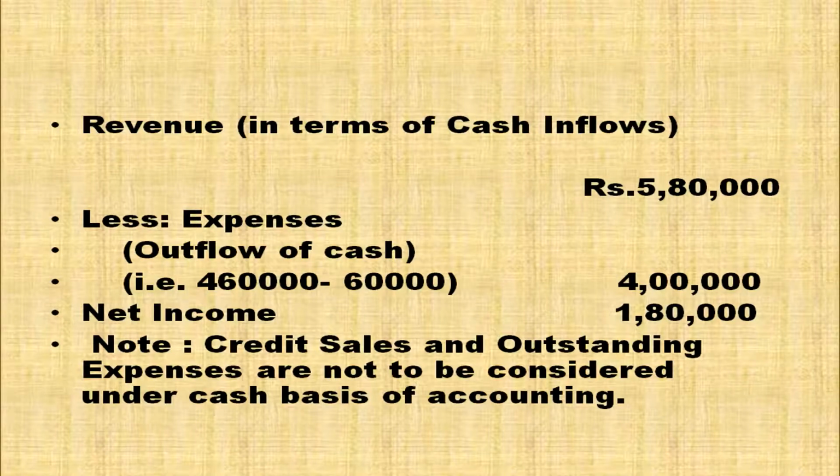Revenue 5,80,000. That is because of the sales 5,80,000 is coming inside the business. Expenses 4 lakh. Net income is revenue minus expense. 5,80,000 minus 4 lakh give you 1,80,000. Here, credit sales and outstanding expenses are not considered. So, the net income came to rupees 1,80,000 under cash basis of accounting.